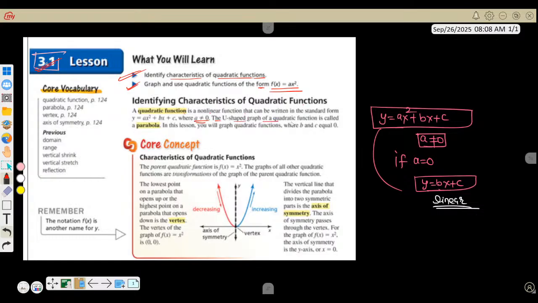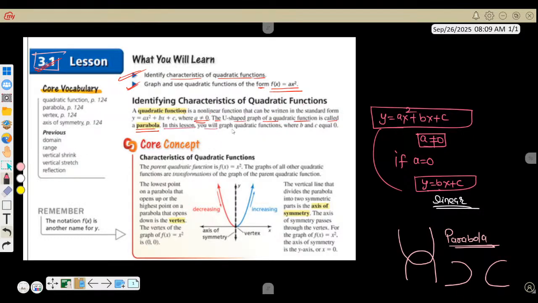The U-shaped graph of a quadratic function is called a parabola. What do we call it? A parabola. It may be an upward parabola, a downward parabola, a left side parabola like this, a right side parabola, and this is a downward parabola. So we have 4 types of parabola.